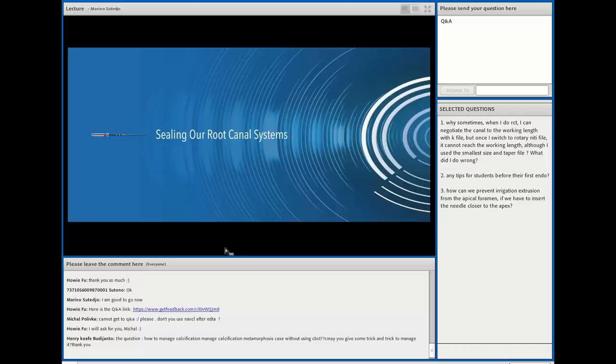The last question should be, okay, how can we prevent irrigant extrusion from the apical foramen if we have to insert the needle closer to the apex?